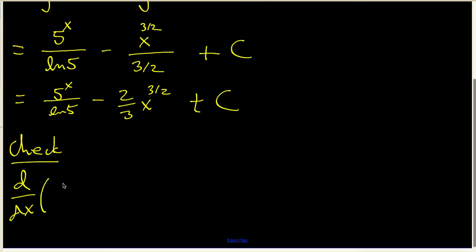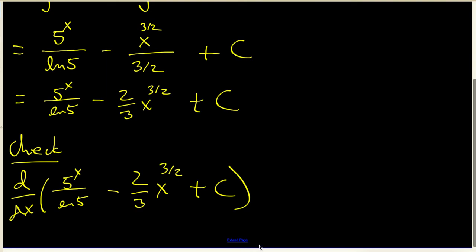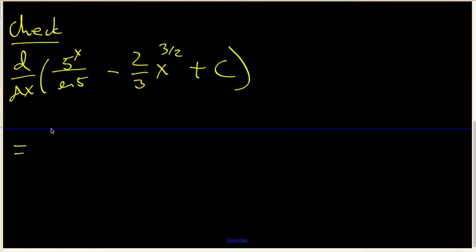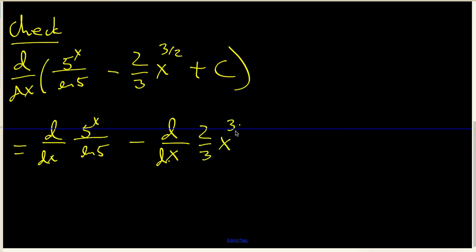When I differentiate 5 to the x over ln 5 minus 2/3 times x to the 3/2 plus that constant, what are we going to get? Well, we're going to get the derivative of 5 to the x over ln 5 minus the derivative of 2/3 times x to the 3/2 plus the derivative of a constant, which is a 0, and I'm not going to bother to write that down.